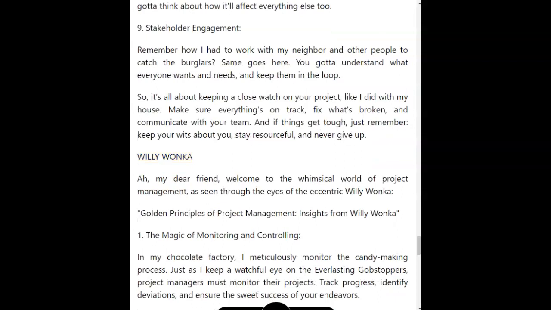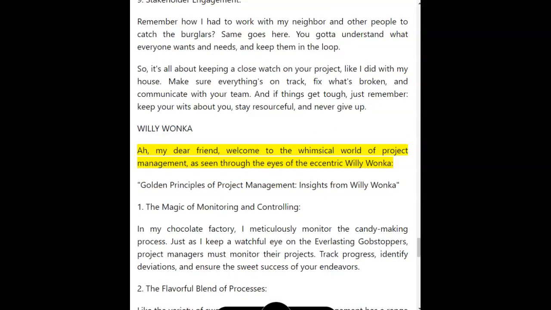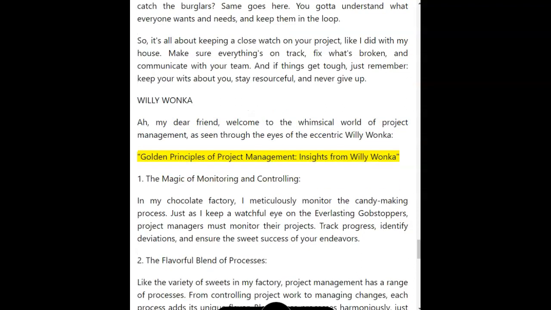Willy Wonka. Ah, my dear friend, welcome to the whimsical world of project management, as seen through the eyes of the eccentric Willy Wonka. Golden Principles of Project Management, Insights from Willy Wonka.